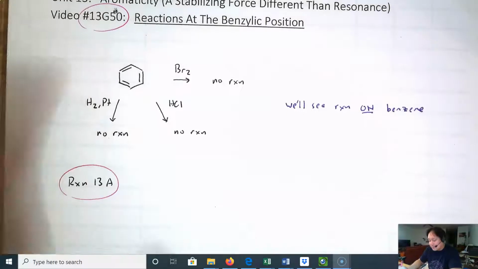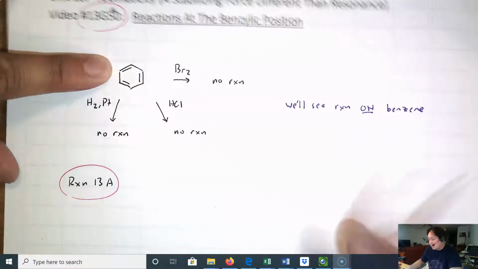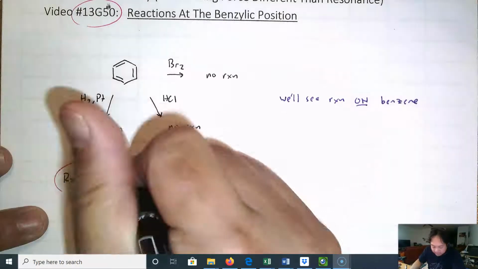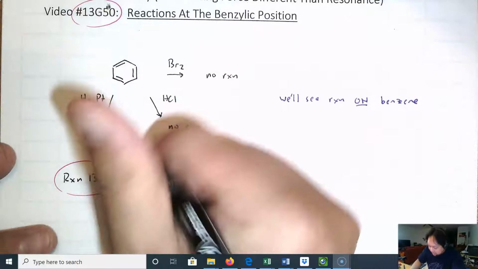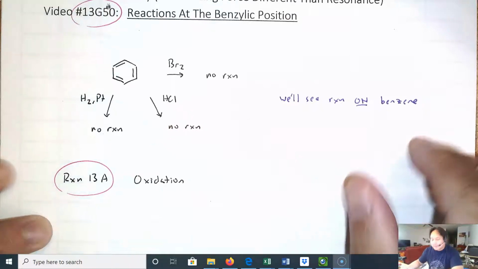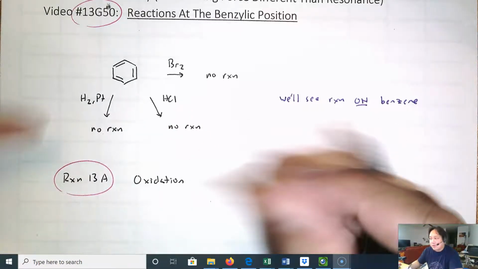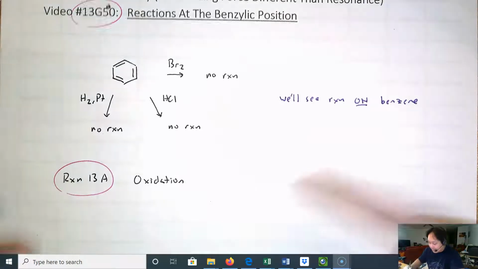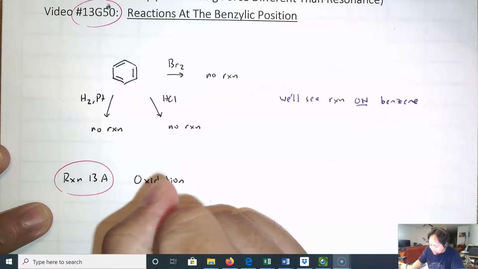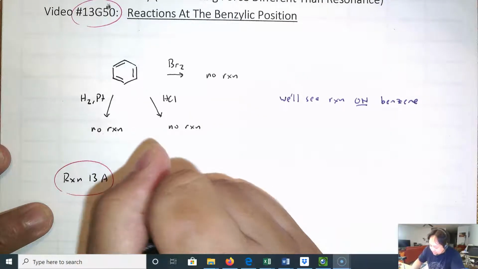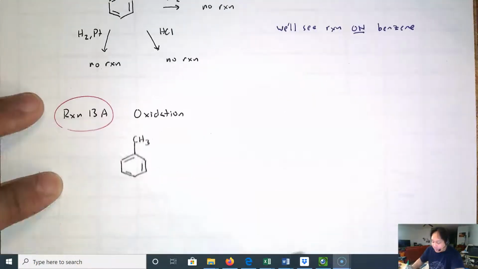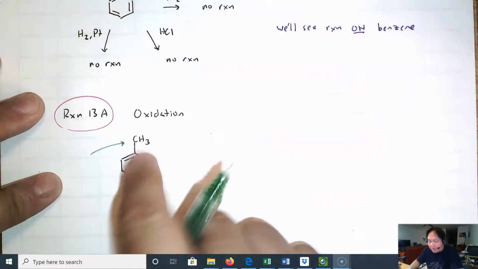And again, we're not going to put stuff onto the carbon of the benzene ring. We're going to do reactions that are off the benzene ring. And that is oxidation. What do you mean oxidation? We don't have an alcohol. So how are we going to oxidize a benzene ring? Well, like I said, we're not going to oxidize any carbon of the ring itself, but we will oxidize what's called the benzylic carbon. The benzylic carbon is the carbon that is hanging off the ring.